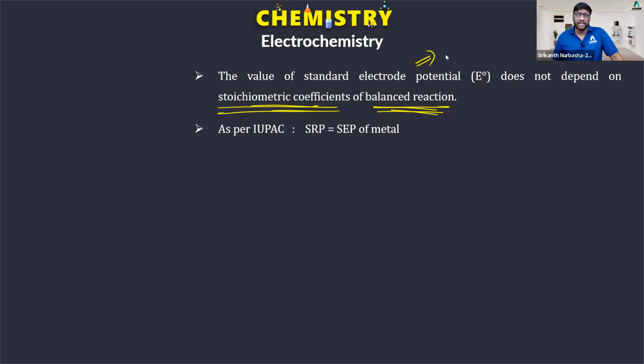And E naught, since it is an intensive property, you are not supposed to add E naught. Electrode potentials are not supposed to be added. Only the changes in Gibbs free energies are to be added, not the electrode potentials.